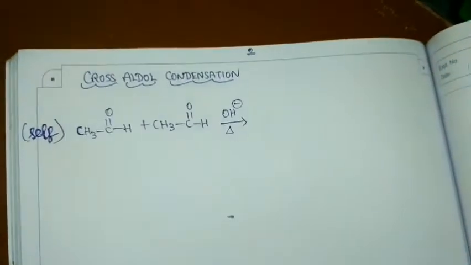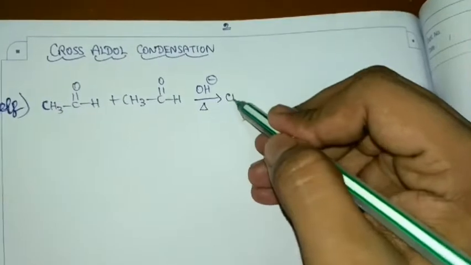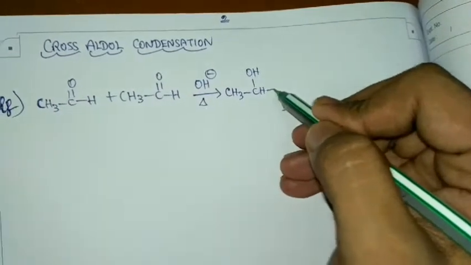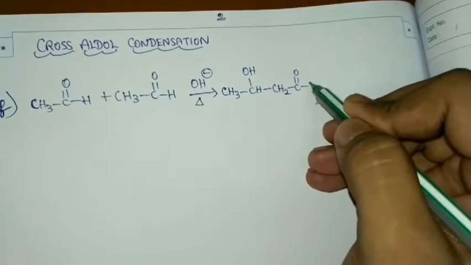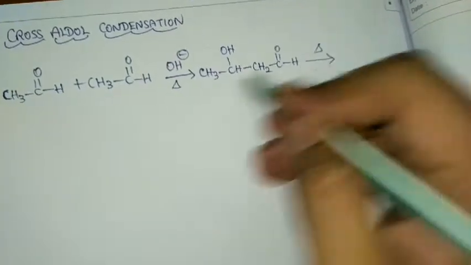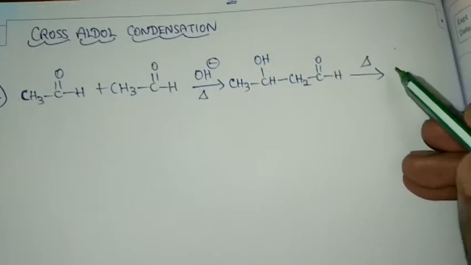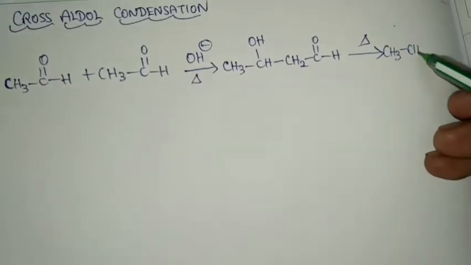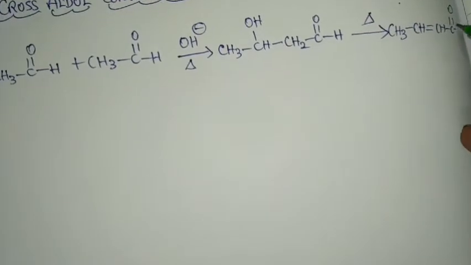So this would give the product as CH3, CHOH, CH2, C double bond OH. Now if you heat it, I wrote here only, so there's no difference. So now if you heat it, you get CH3, CH double bond CH, C double bond OH.